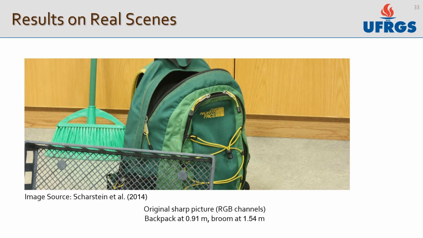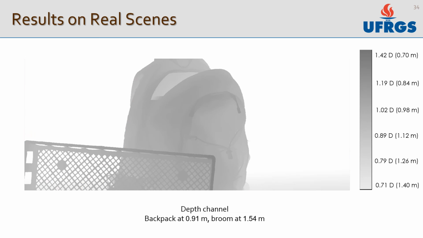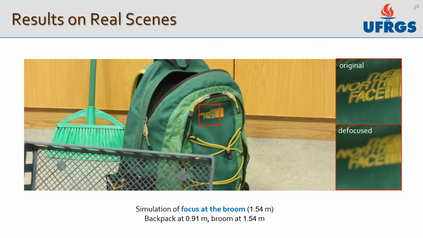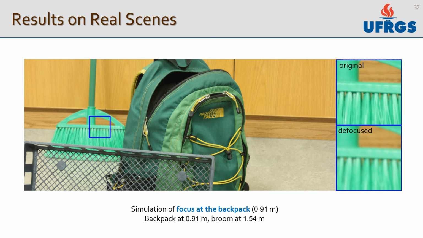Here we have our second example, using a picture of a backpack in the foreground and a broom in the background from the same online database. This is the depth channel of our image. This is a simulation of focus at the backpack. Note how the broom gets blurry in the inset when compared to the original reference image, also in the inset. This is a simulation of focus at the broom. In the inset, we can see that the backpack is now out of focus.